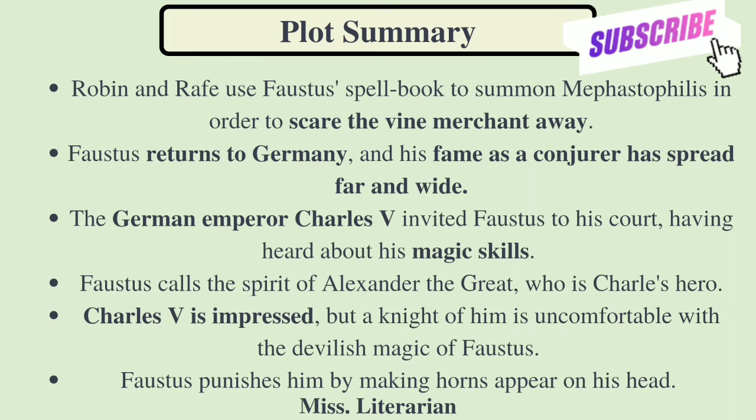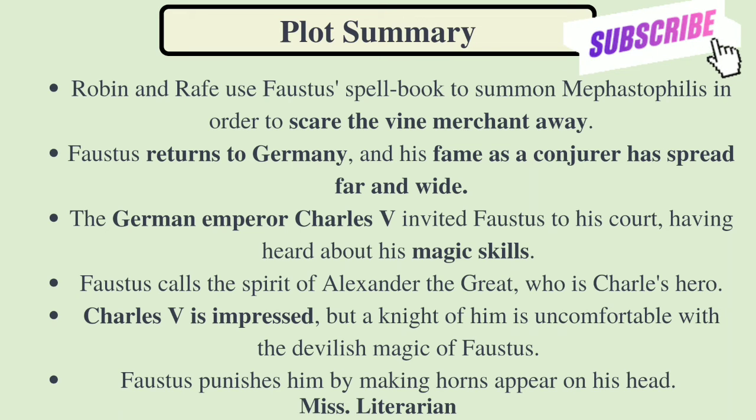Mephistopheles appears due to the spell, but he is frustrated that he has been summoned by two slaves for just a poor task. Simultaneously, after traveling, Faustus returns to Germany. By the time he reaches Germany, his fame has spread far and wide as a conjurer. Having heard about Faustus, Charles V, the German emperor, invites Faustus to his court.